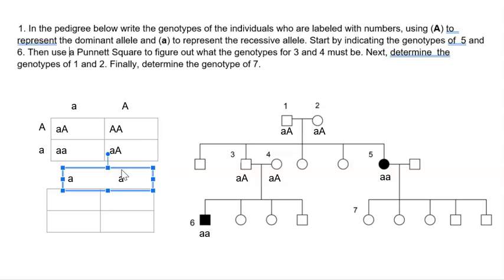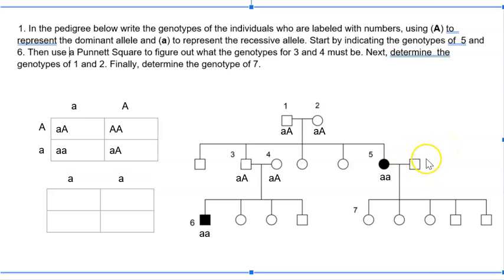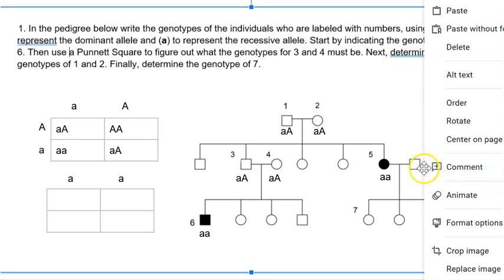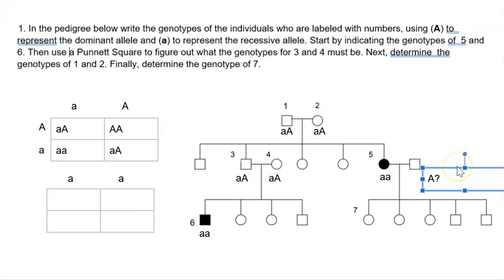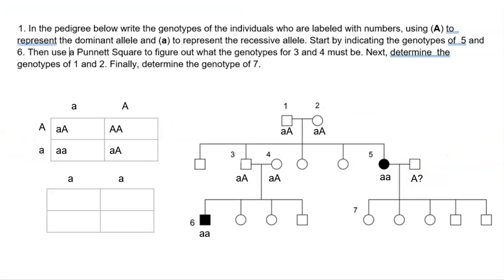So, now, what do we know about this person? All we know about this person, because they're from a different family, right? All we know about this person is that they have at least one uppercase A. Their other allele is a question mark. We don't know. We are not sure. That's all we know about them, that they have one uppercase A.